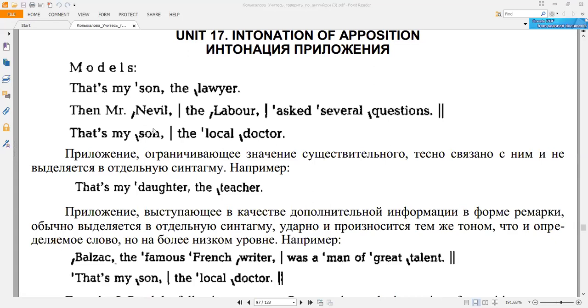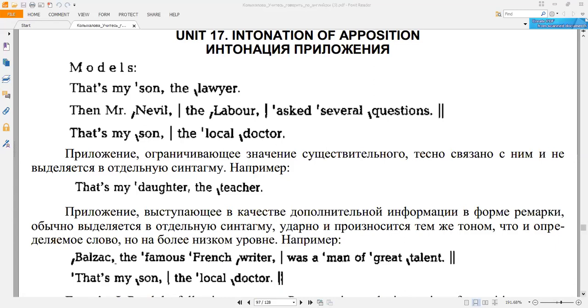With the attributive word here, but with lower intonation. For example, Balzac, the famous French writer, was a man of great talent. Balzac, the famous French writer, one separate intonation group here. Balzac, the famous French writer, was a man of great talent. That's my son, the local doctor.